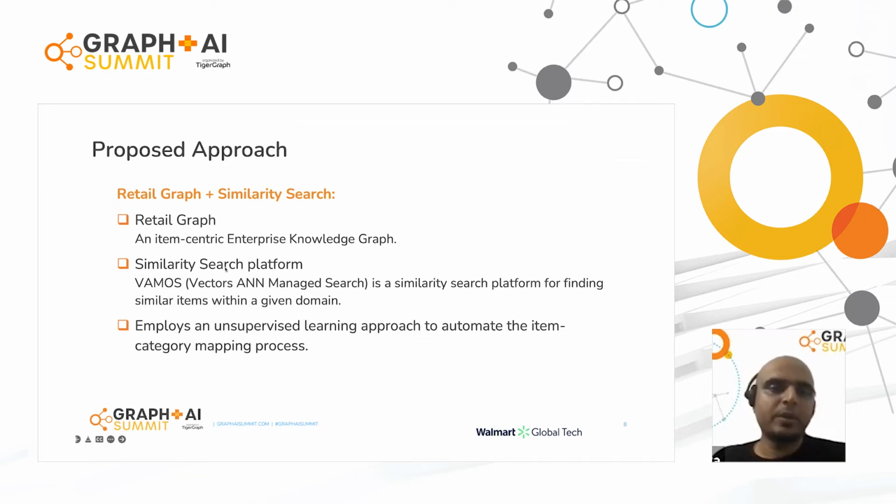The second important component is our homegrown similarity search platform, which is called VAMOS and can be expanded as vectors NN managed search. So this is a similarity search platform for finding similar items within a given domain entity. Now, VAMOS manages the index entities and provides NN search, which is expanded as approximate nearest neighbor search against those index entities. In coming slides, we'll see how we are leveraging this synergy between retail graph and similarity search to improve the accuracy of item to category mapping process using certain graph ML algorithms.